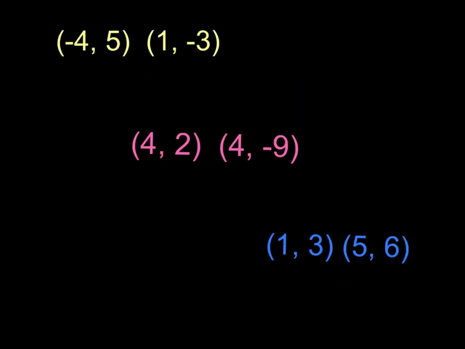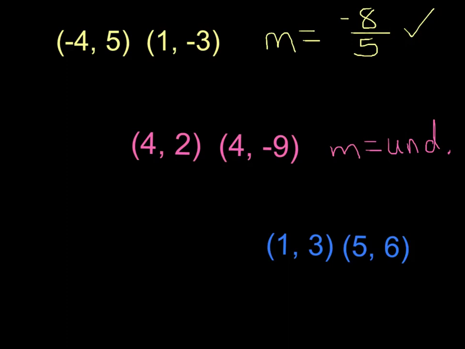Alright, so here are 3 examples. I want you to pause the video and write them down, and then quickly try them all on your own, and then come back and check your answer. The first one is negative 8/5, which is a simplified improper fraction, and we will keep it as an improper fraction. The second one is undefined, and that's because the x value repeats, and it will create a vertical line. And then the last one, you should get 3/4.